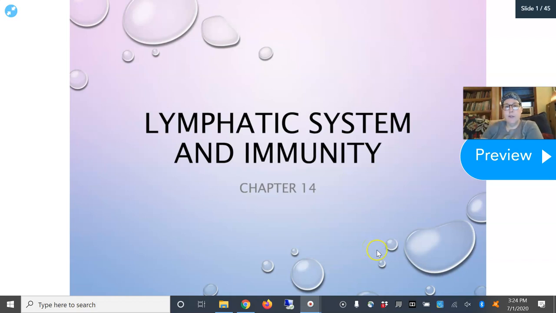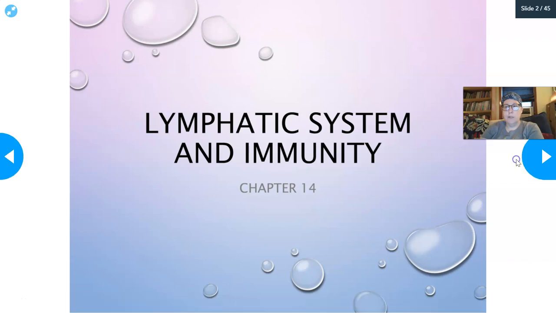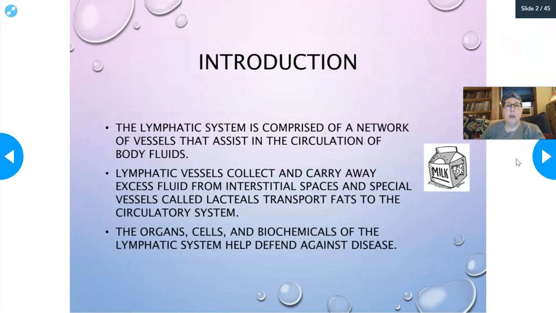So let's talk lymphatic system and immunity in this chapter. All right, so the lymphatic system is a network of vessels that assist the circulation of body fluid. In the previous lesson, we covered the circulatory system, and we talked about fluids entering into the capillary beds, and most of it returning to the venous system, but some of it being left behind in the tissue bed to then enter the lymphatic system.